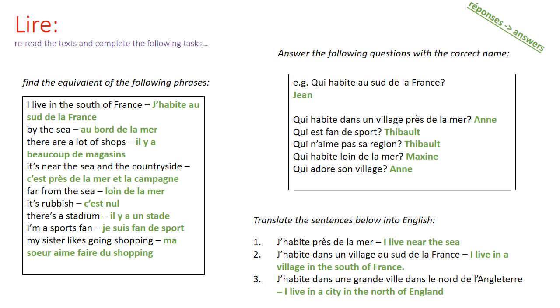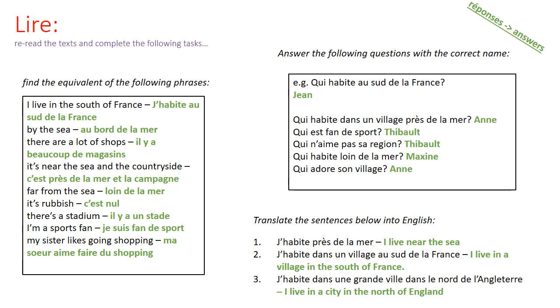Qui habite dans un village près de la mer? Who lives in a village near the sea? And that was Anne. Qui est fan de sport? That was Thibaut. Qui n'aime pas sa région? That was Thibaut again. Qui habite loin de la mer? That would have been Maxime. Qui adore son village? And that is Anne. Okay, so your answers to the questions were Jean for the example, Anne, Thibaut, Maxime, and Anne.